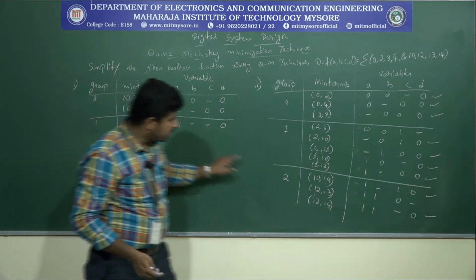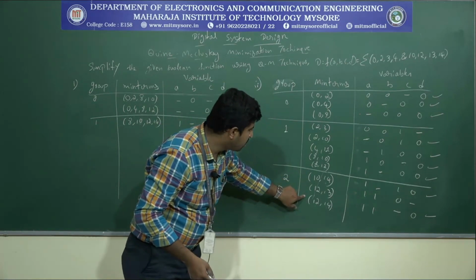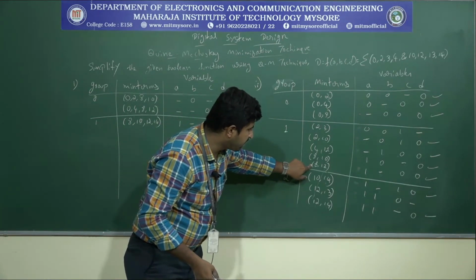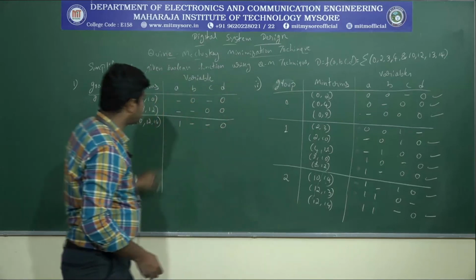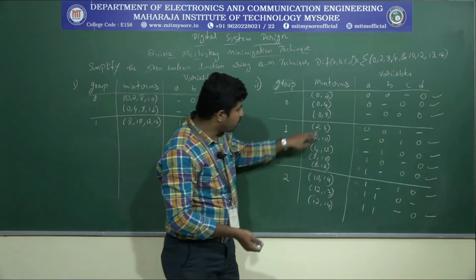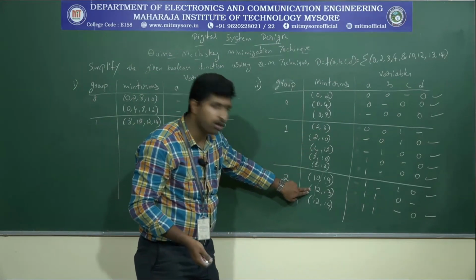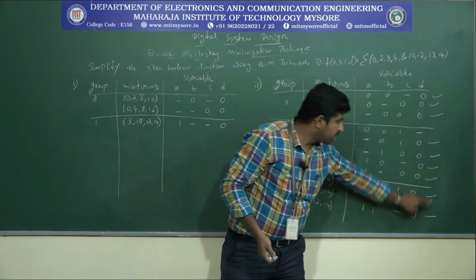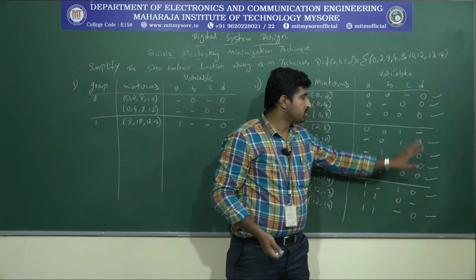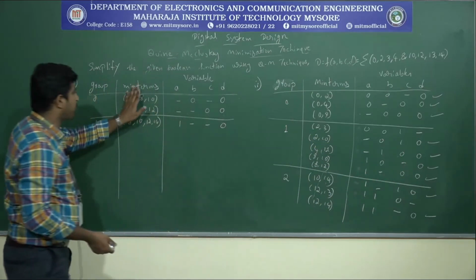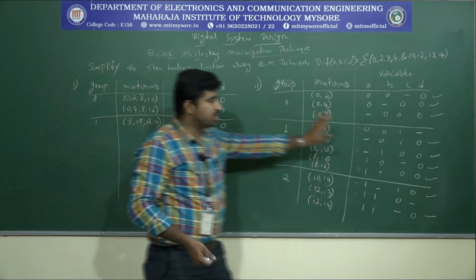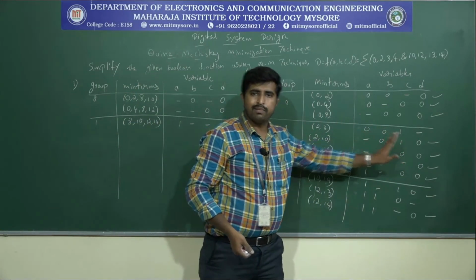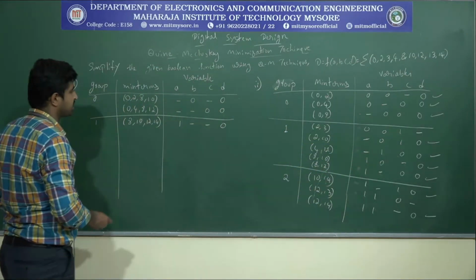Okay. So any further comparison? No. 8, 12 is compared already, right? Yeah. But see here actually 2, 3 and 12, 13 are not tick marked. So these are the prime implicants, including these two. So which are the prime implicants? Let's list the prime implicants now.